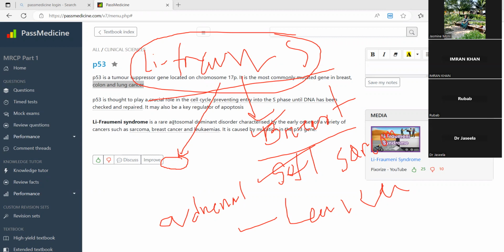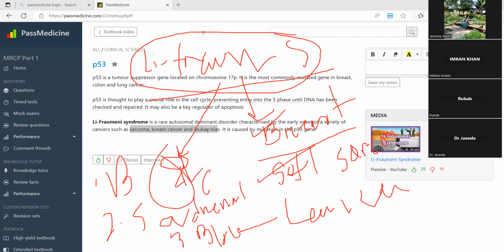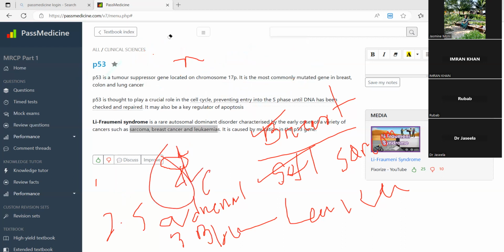And Li-Fraumeni syndrome is a rare autosomal dominant disorder characterized by the early onset of a variety of cancers such as sarcoma, breast cancer, and leukemias. You can put it in a number: 1, breast carcinoma; 2, sarcoma; 3, blood cancer, leukemia; and 4, lung cancer, colon cancer. So let's clean it.